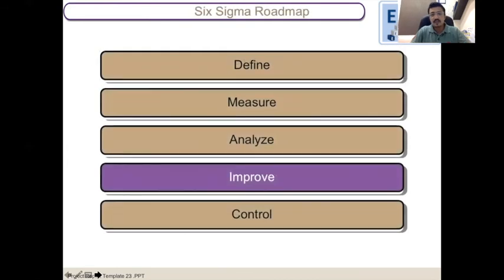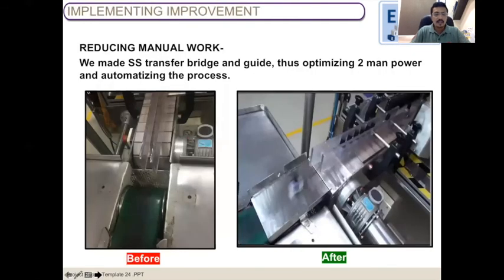So now it is coming to the improve phase. If you see here, in the improve phase, in an earlier video you might have seen that this is the area which was the bottleneck area, and all the nail paint bottles were getting stuck somewhere here. So what they did is they made an SS transfer bridge and guide to optimize the manpower and smoothen the process, optimizing the process.